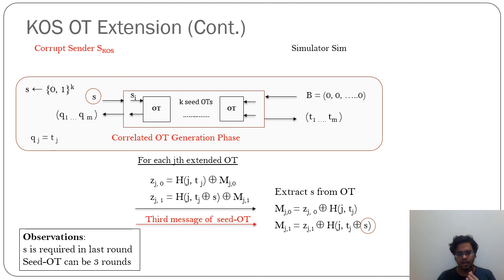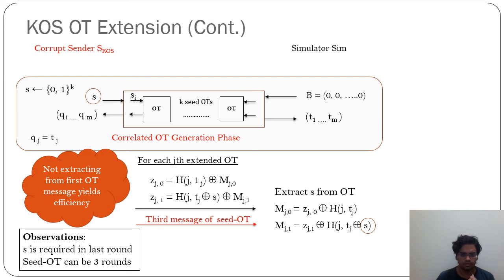Now we can see that S is required only for extracting the inputs of the corrupt sender after the last message of the OT extension protocol is sent. It is not really essential for simulating the base OT protocols. In such a situation, we can add a third message to the OT extension protocol, which is the third message of the seed OT, and S can be extracted from the third message of the seed OT. We don't need to extract S from the first message or the second message of the seed OT protocol. So this gives us an efficient seed OT protocol, which we will see later on.